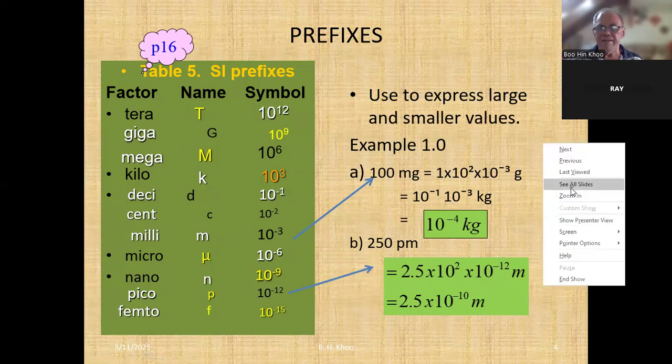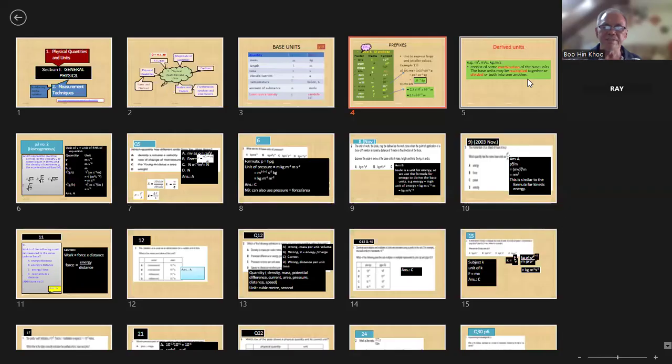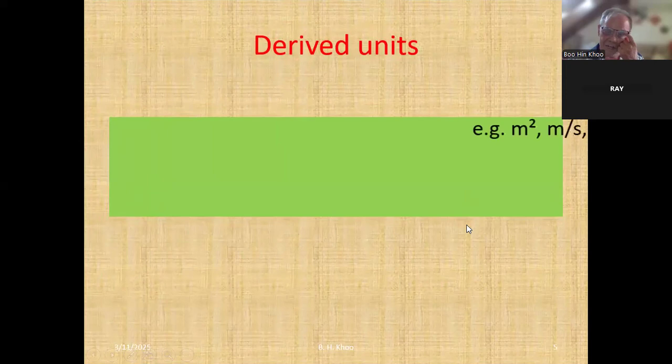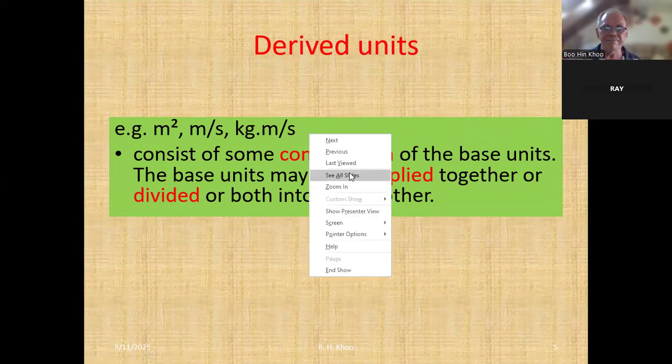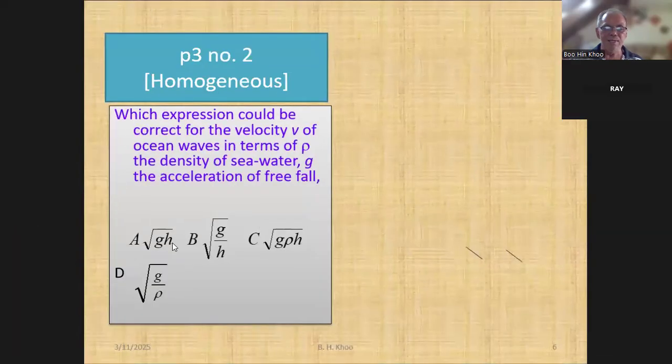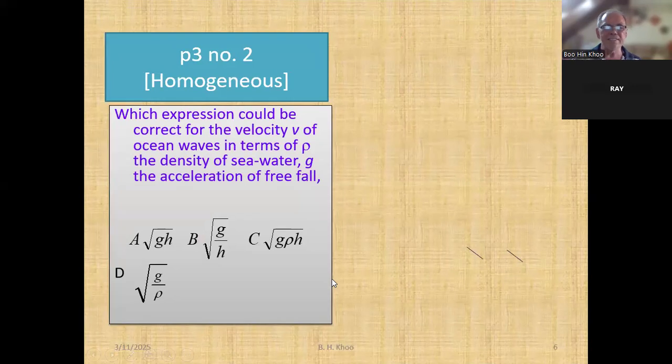Okay, let us try some question. And then derived unit consists of combination of base unit. The base unit may be multiplied together or divided or both into one another. Important. You cannot say derived from base quantity. Cannot. Won't be accepted. Okay, number 3. What is the answer for this one?